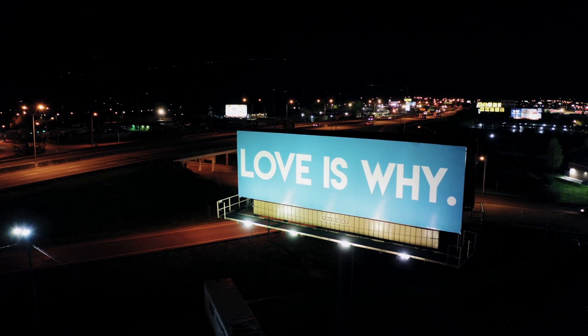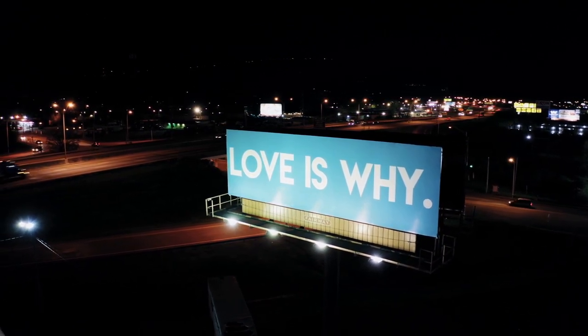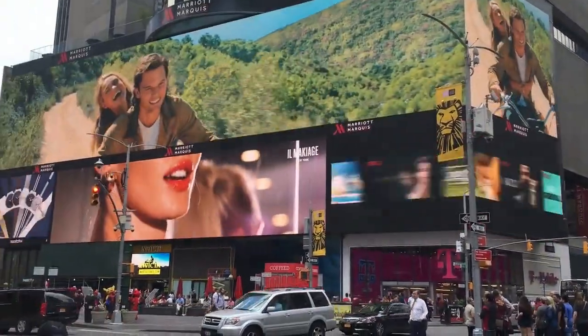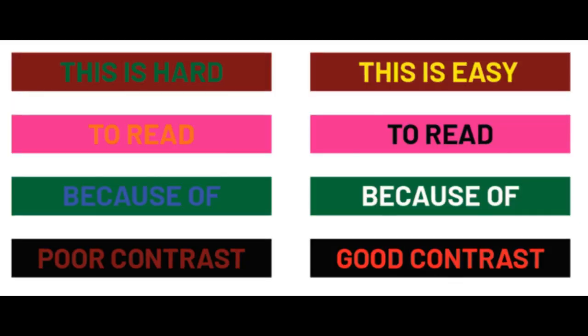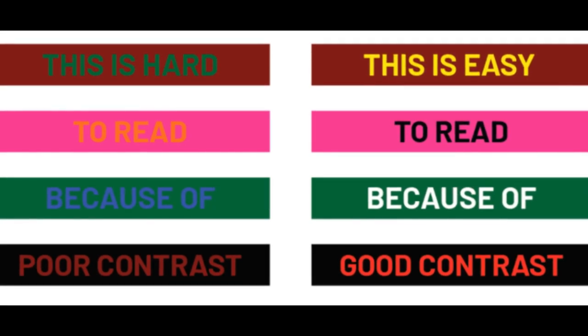Rule number 3 is to use good contrast. This means you should use light text on dark backgrounds or dark text on light backgrounds to make the text clearly visible. Look how difficult the text on the left is to read versus the text on the right.